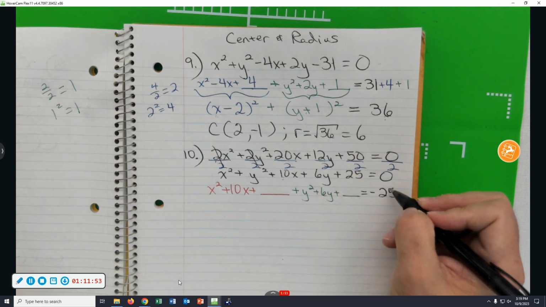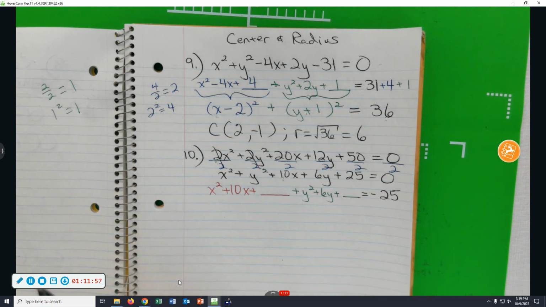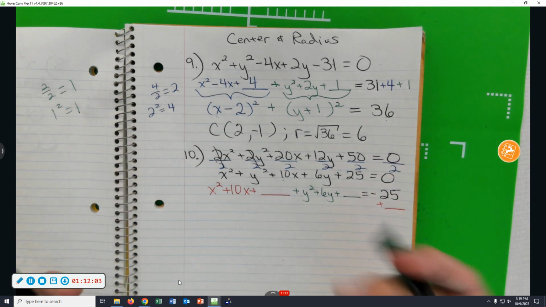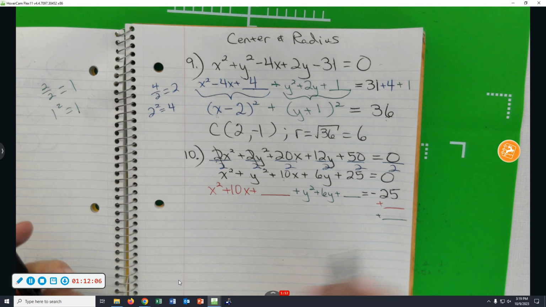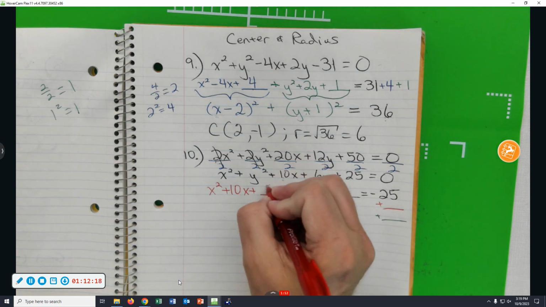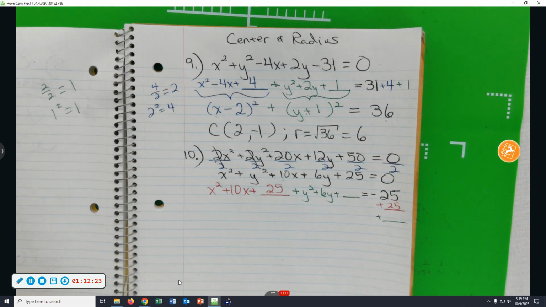Don't start saying, oh, it's going to be imaginary, because we still have to add on the red number and the green number. So plus the red number. I'm going to put these little blanks there so I don't forget to add them to both sides. What number is going to go in the red blank? Half of 10 is 5. 5 times 5 is 25. So we're adding 25 to both sides. Any questions on our logic there?